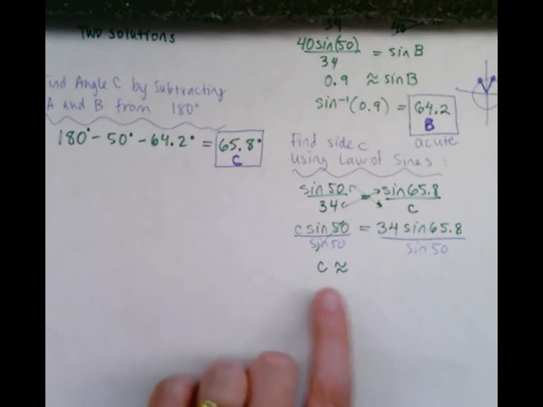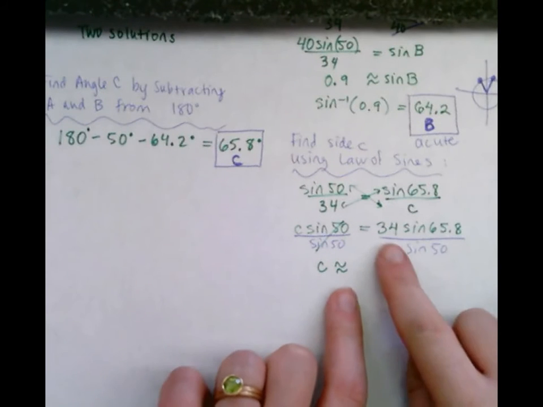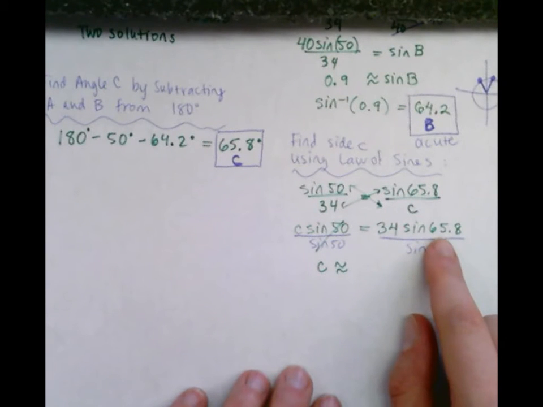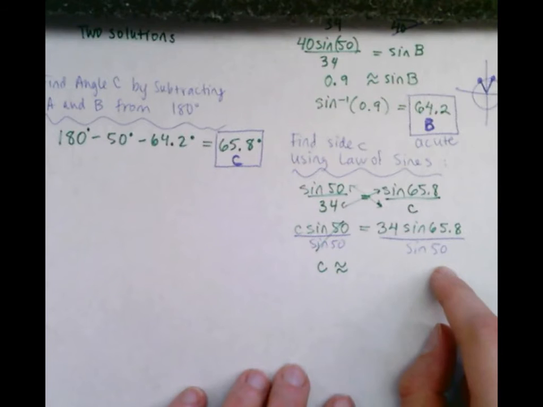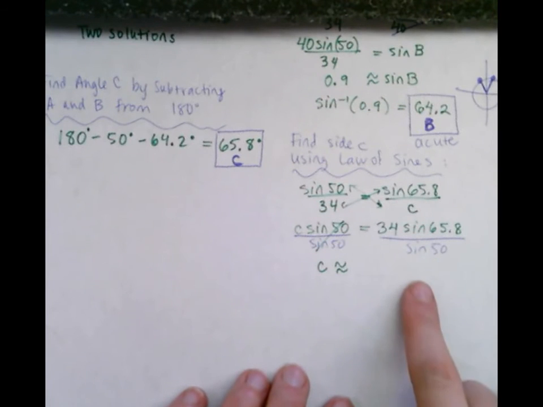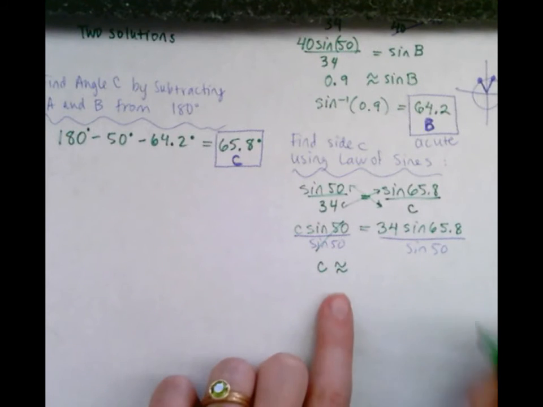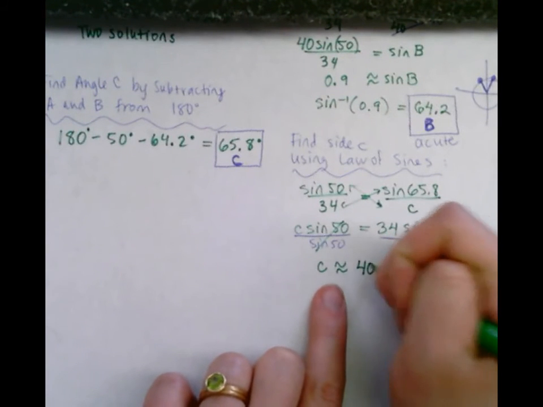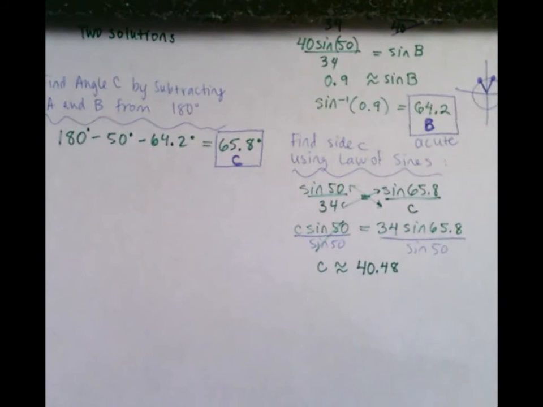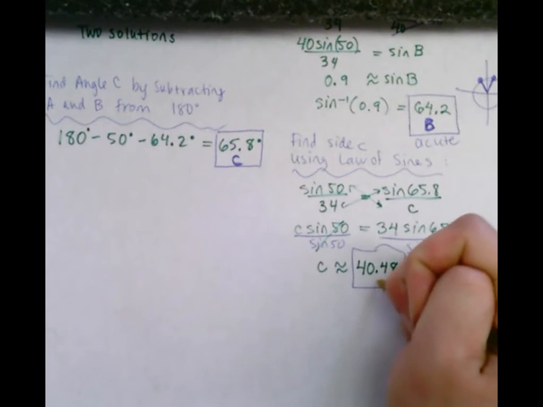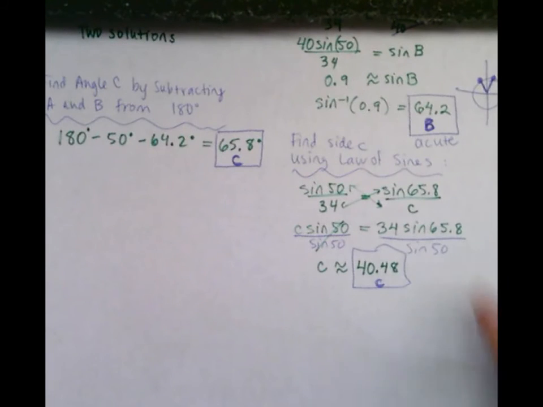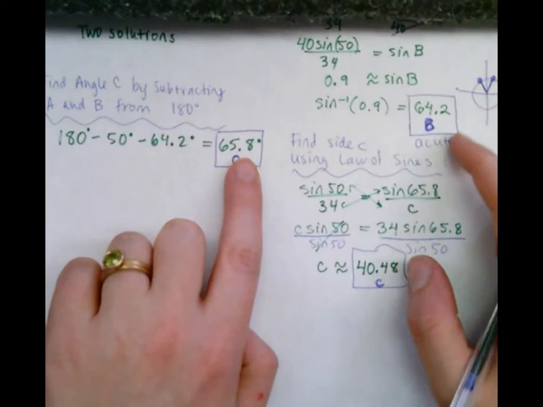So we're left with c, and we're going to get an approximation here. So at this point, you need a calculator. So if you put 34 sine 65.8, get an answer, and divide that by sine of 50. You could also put this all into the calculator all at once without extra parentheses, because it's all multiplication and division. And then it should spit out a c value. And the c value we get here is 40.48. Okay? So now that would be our little c, right? So now we started with 3 of the values and we found the other 3.